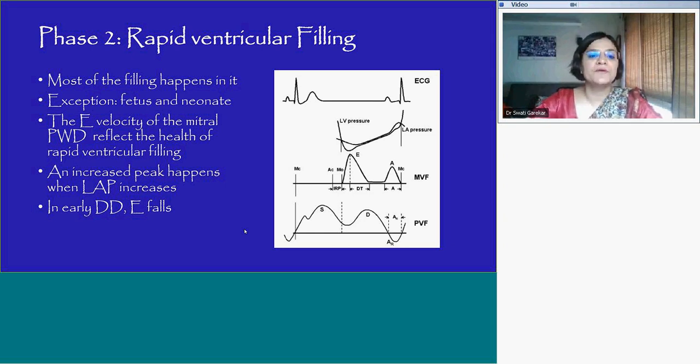Ventricular filling period. When the valve opens, it does so because the left atrial pressure is higher than the left ventricular pressure, and that pressure difference creates good flow. What happens in this period, excepting the fetus and the neonate, is that this generates the E velocity of the mitral valve pulse Doppler. The E velocity reflects the health of rapid ventricular filling.